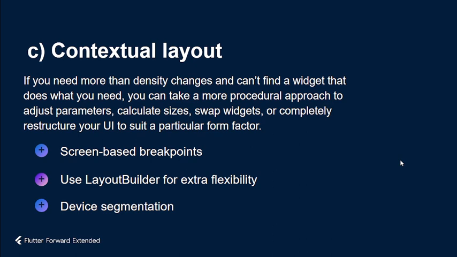Now we look at the contextual layout. If you need more than density changes and you can't find a widget that does what you need, you can take a more procedural approach to adjust various parameters, calculate sizes, swap widgets, or completely restructure your UI to suit a particular form factor. There are screen-based breakpoints, and you can also use the LayoutBuilder for extra flexibility, and then you can also use device segmentation.